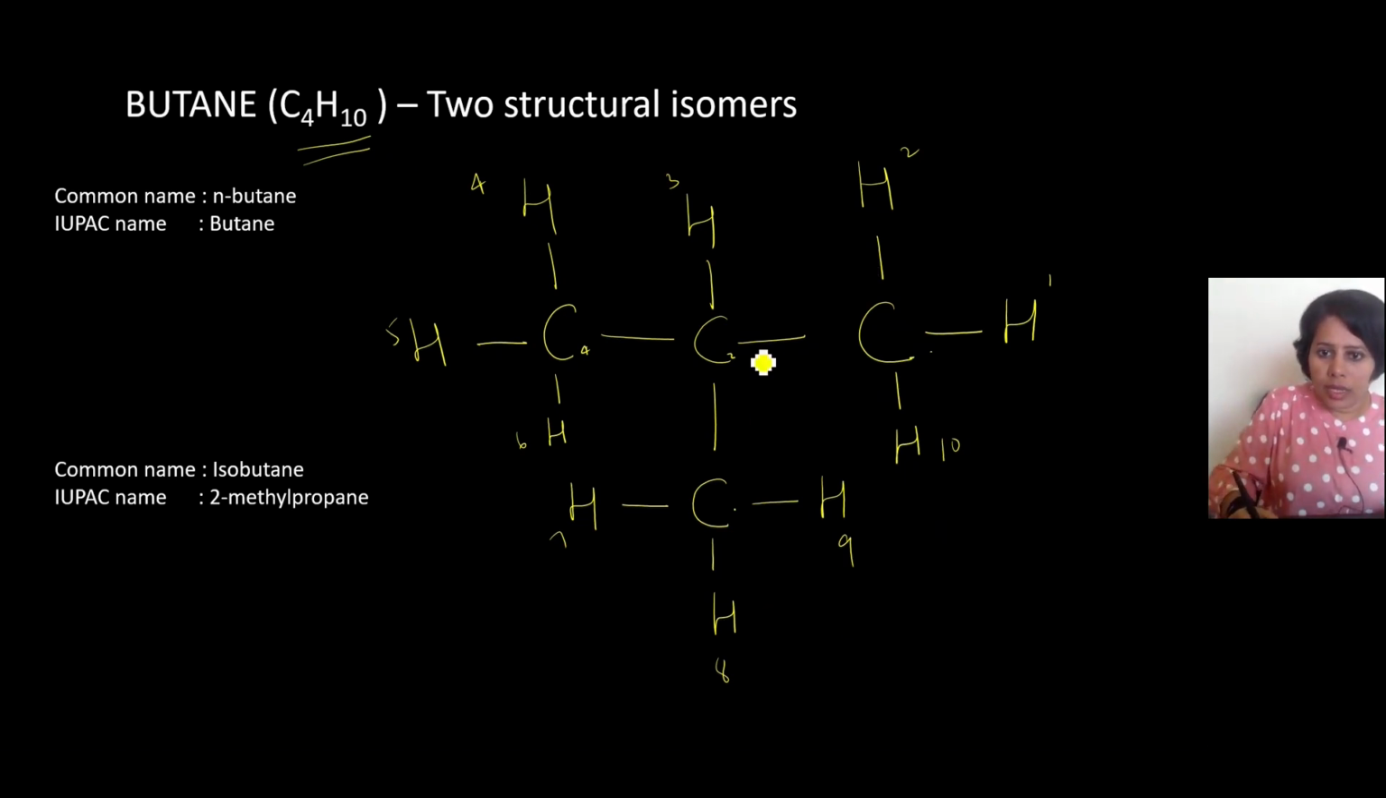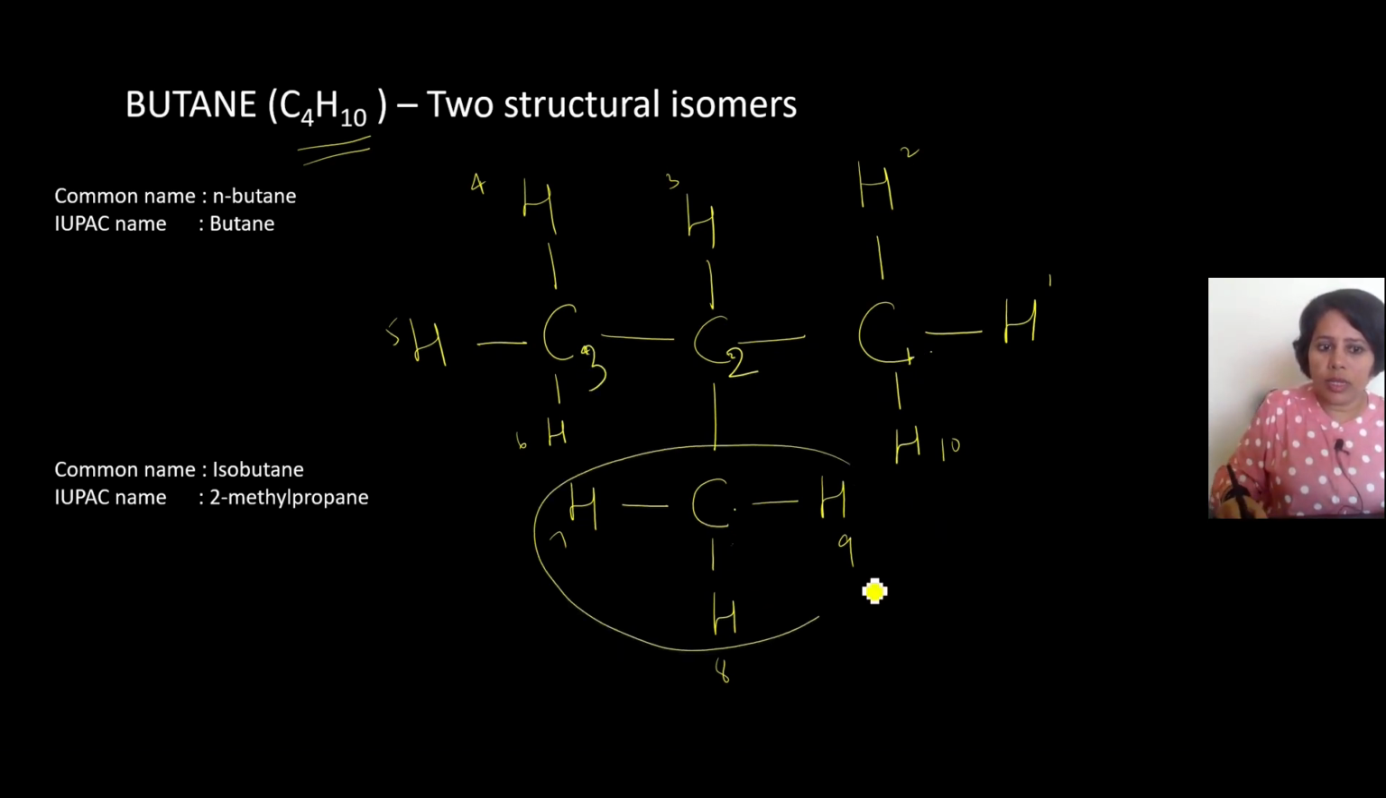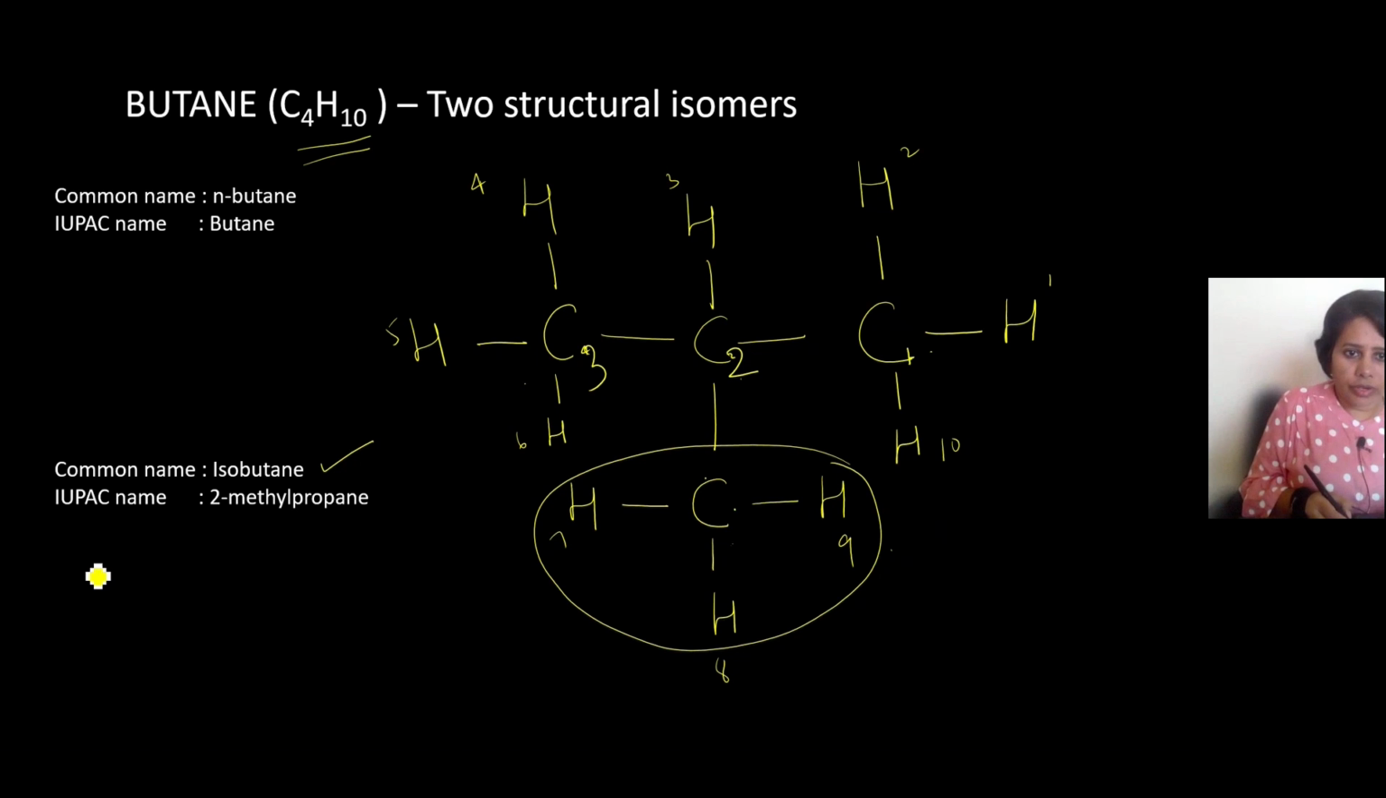the carbon atoms. In the second carbon atom, we have kept the methyl group, CH3 group. This is the methyl group. So this is known as 2-methyl propane. The IUPAC name is 2-methyl propane, and since the branching is only one carbon atom, the common name is isobutane. This structure we can write in a different way also.